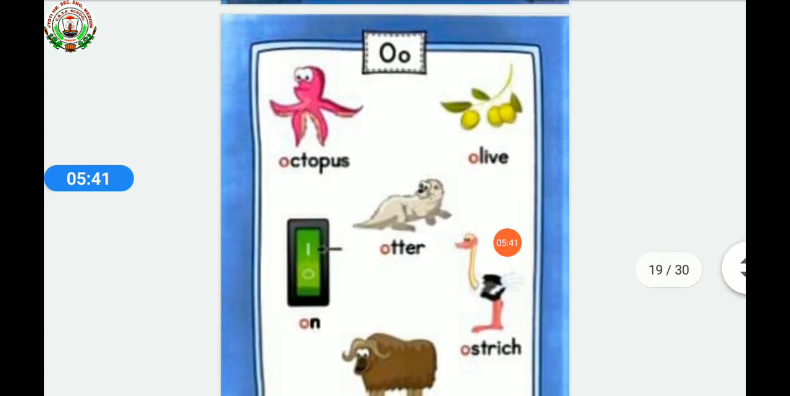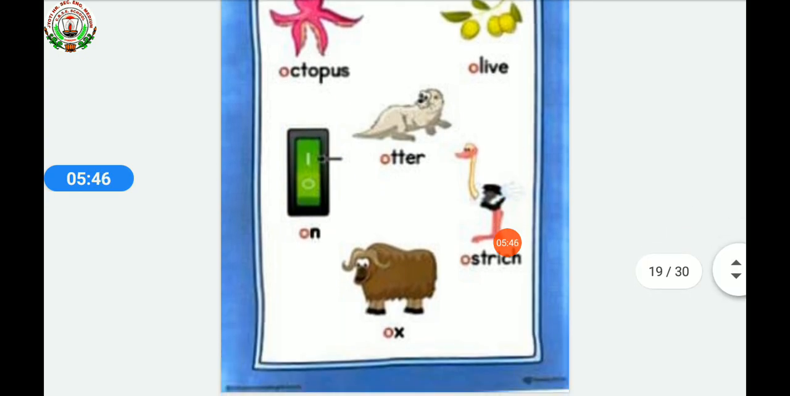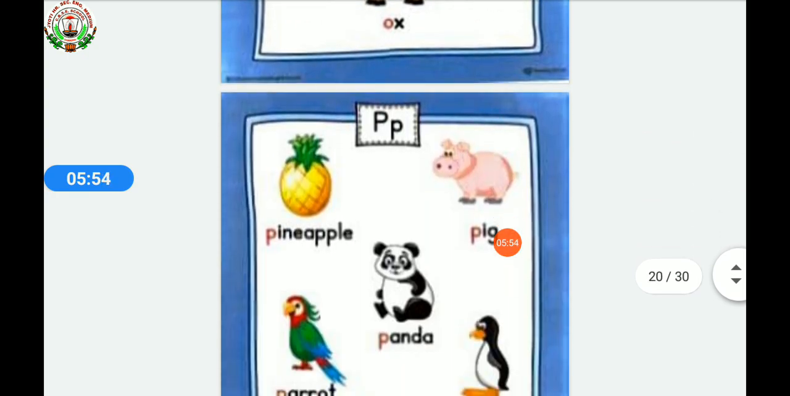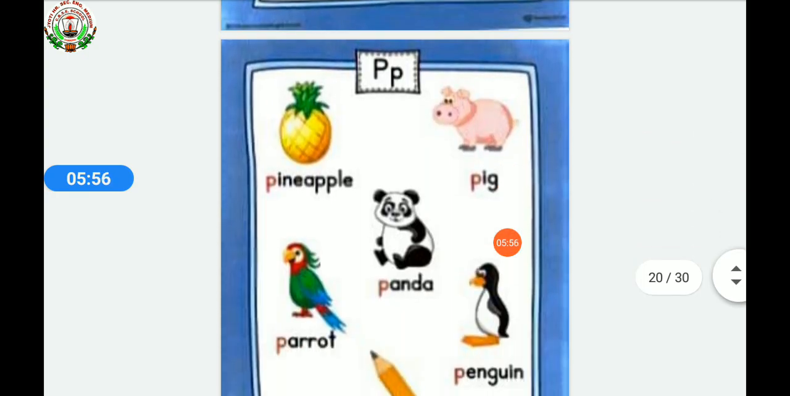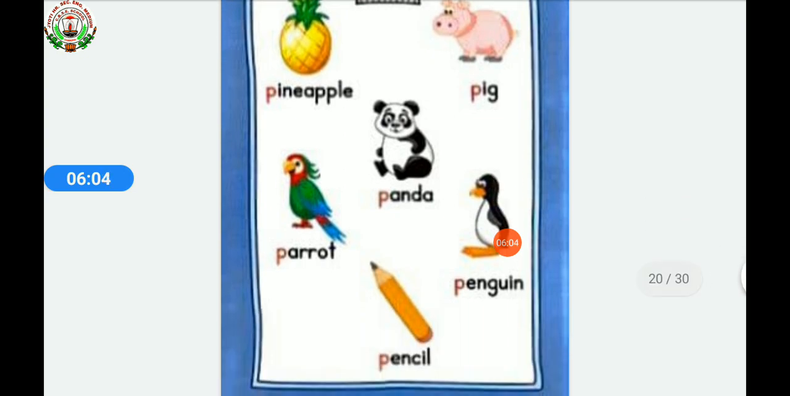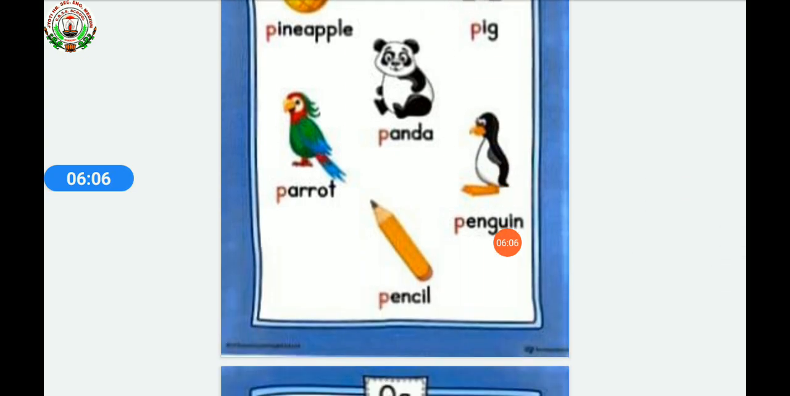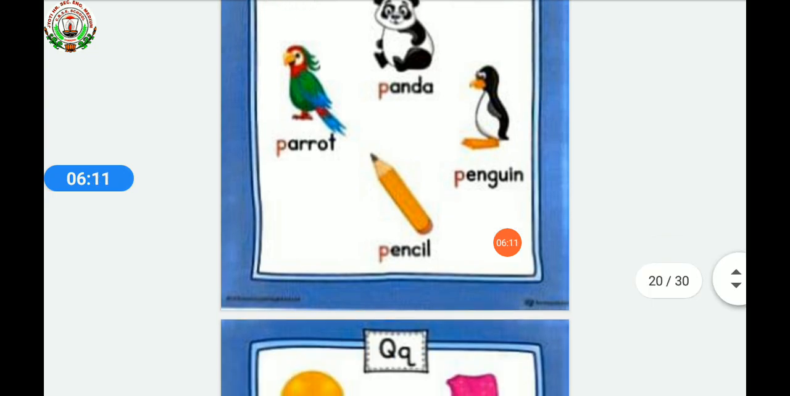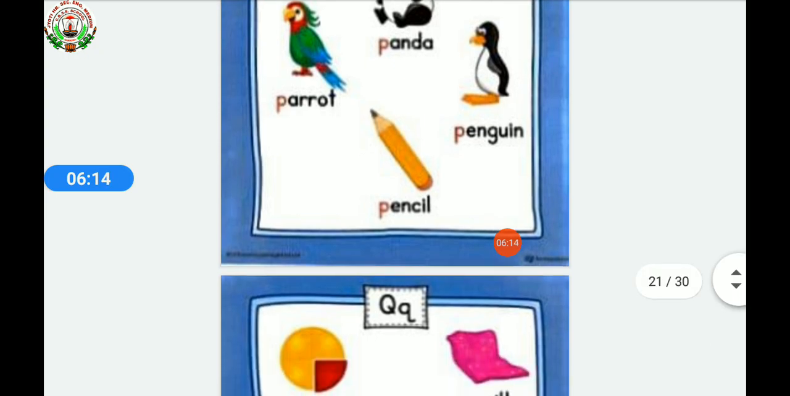Next letter is O. O for octopus, O for olive, O for otter, O for on, O for ostrich, and O for ox. After O comes the letter P. P for pineapple, P for pig, P for panda, P for parrot, P for penguin, and P for pencil. You do your work with your pencil. So the word pencil starts with the letter P.